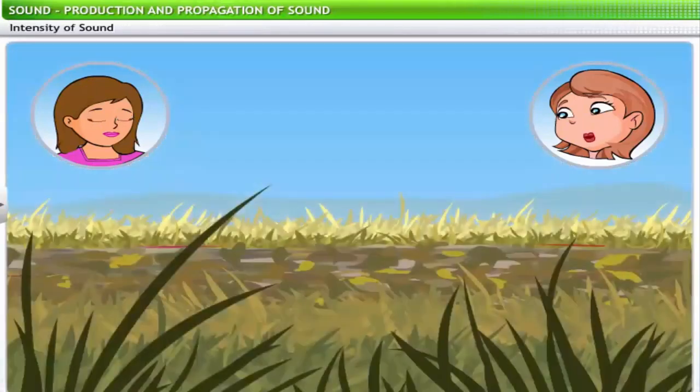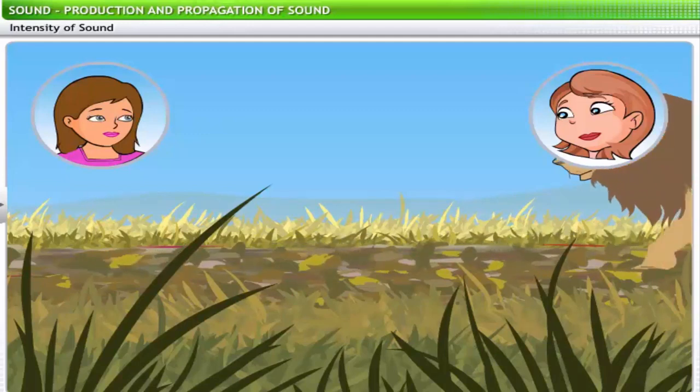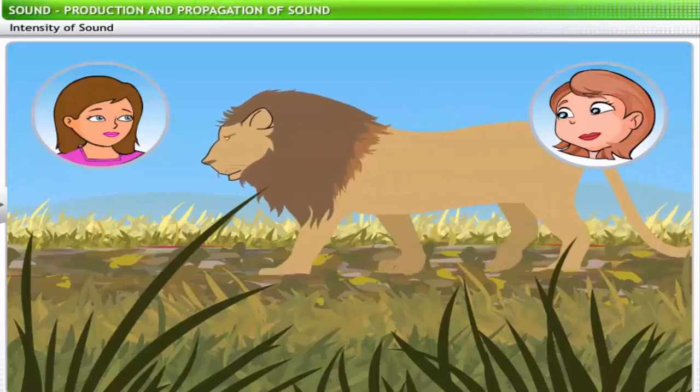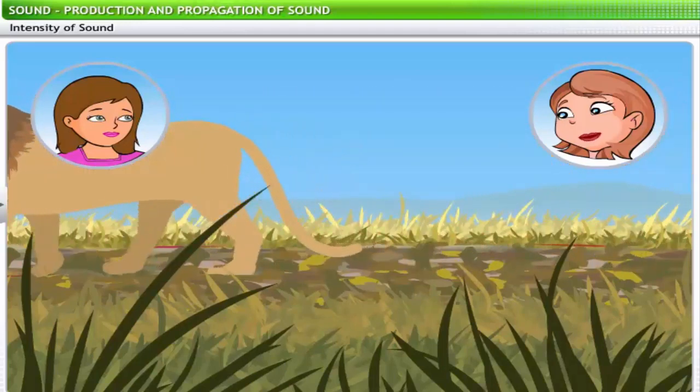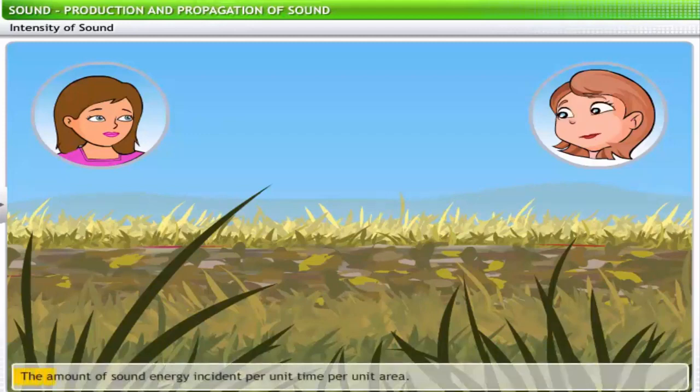What is the difference between the sound emitted by a lion's roar and the sound produced by the rustling of leaves? A lion's roar is a high-intensity sound, while rustling of leaves is a low-intensity sound. Intensity of sound is the amount of sound energy incident per unit time per unit area. The sound intensity is normally measured in watt per square meter.